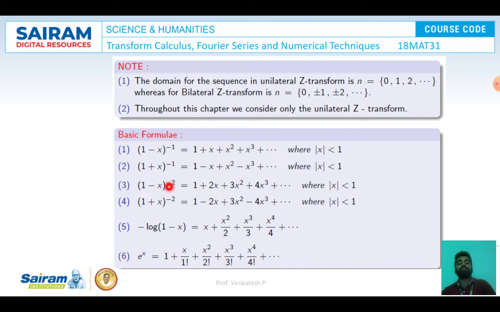1 minus x whole power minus 2 will be equal to 1 plus 2x plus 3x square plus 4x cube plus so on, where mod x is less than 1. 1 plus x whole power minus 2 will be equal to 1 minus 2x plus 3x square minus 4x cube plus so on, where mod x is less than 1. Minus of log 1 minus x can be expanded like x plus x square by 2, x cube by 3, plus x power 4 by 4 and so on. And e power x will be expanded like 1 plus x by 1 factorial plus x square by 2 factorial plus x cube by 3 factorial plus x power 4 by 4 factorial and so on.